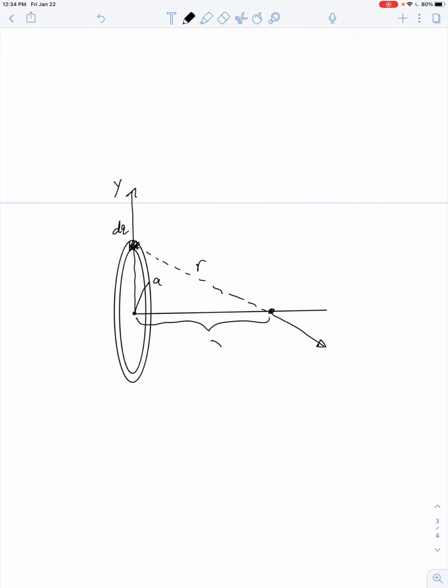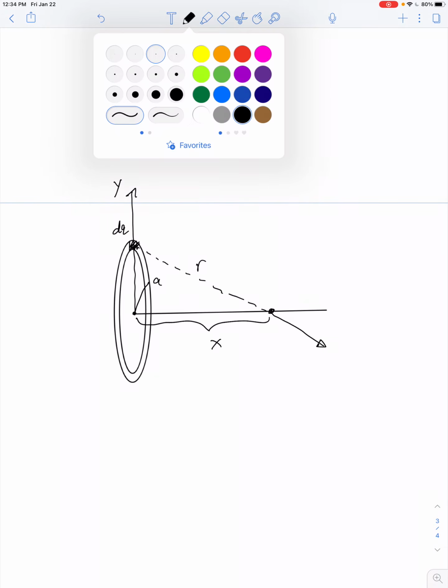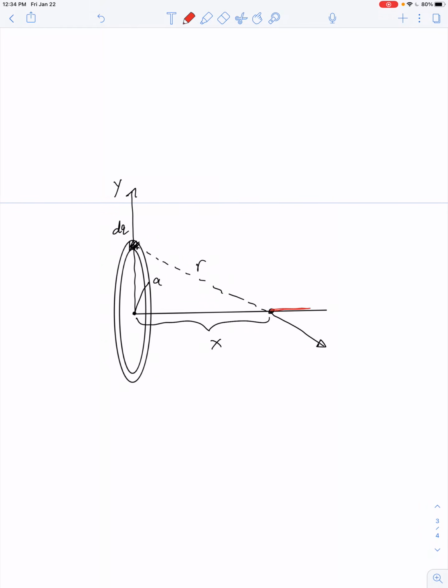Okay, so what we're interested in is this component dE subscript x, if this vector is dE. So there's some angle theta here, which is the same as this angle theta. So I guess dE along the x-axis is dE cosine theta. But what is dE?